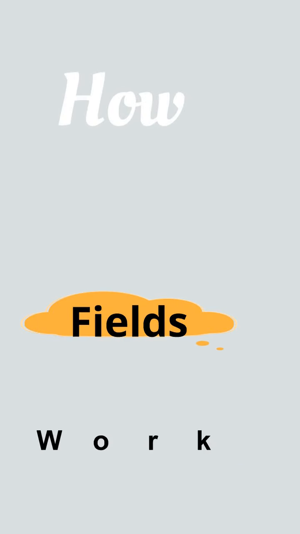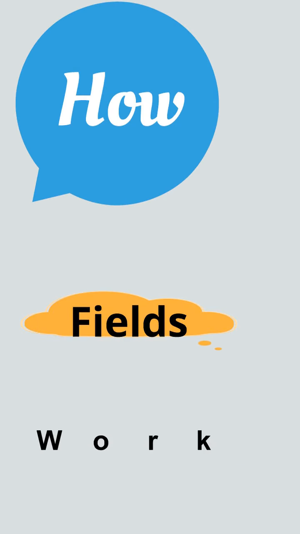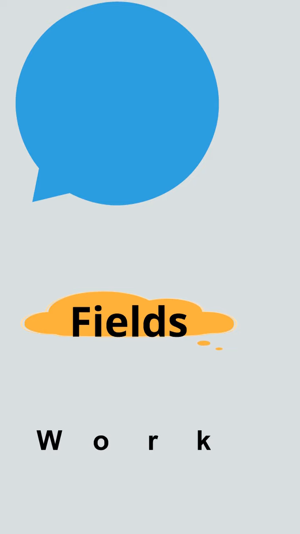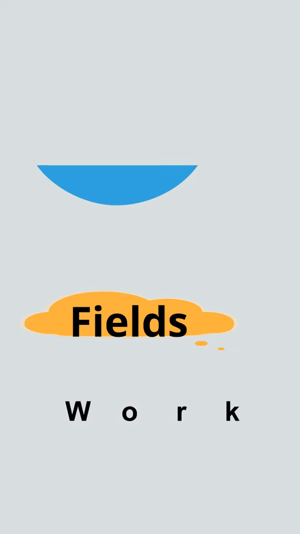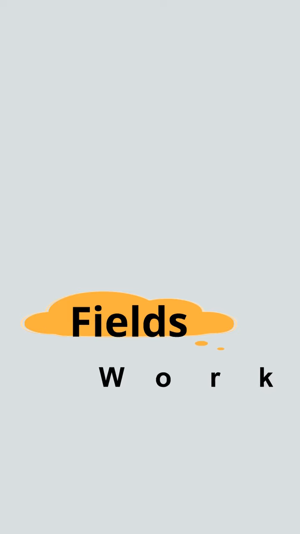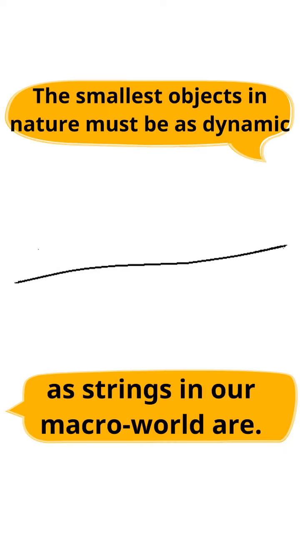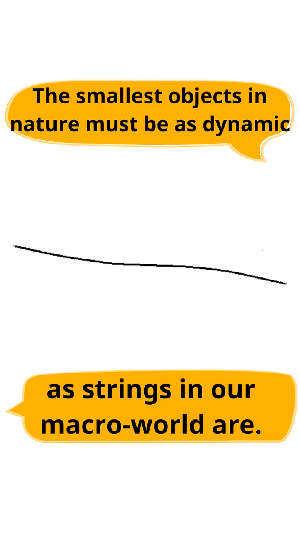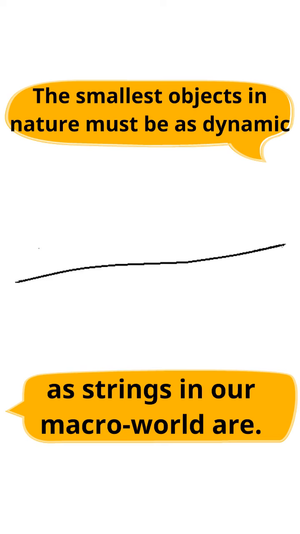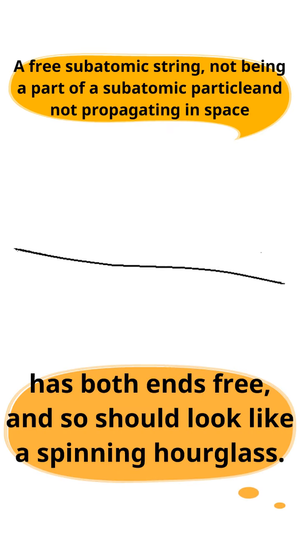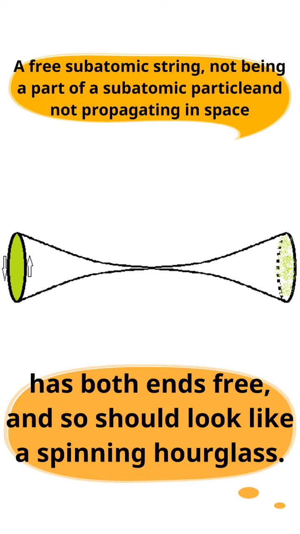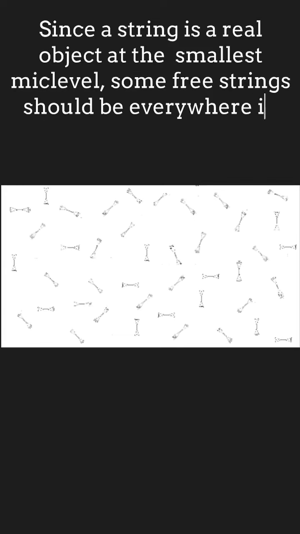How fields work. The smallest objects in nature must be as dynamic as strings in our macro world are. A free subatomic string, not being a part of a subatomic particle and not propagating in space, has both ends free, and so should look like a spinning hourglass. Since a string is a real object at the smallest micro level, some free strings should be everywhere in the universe, even in a vacuum.